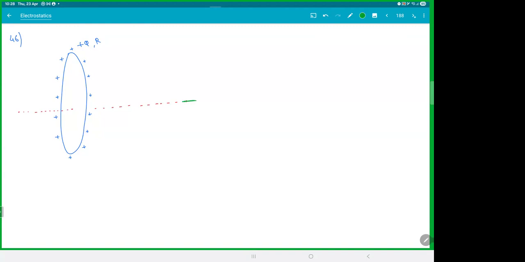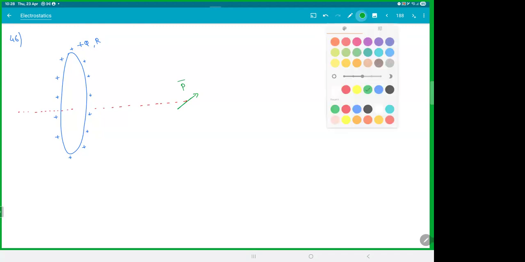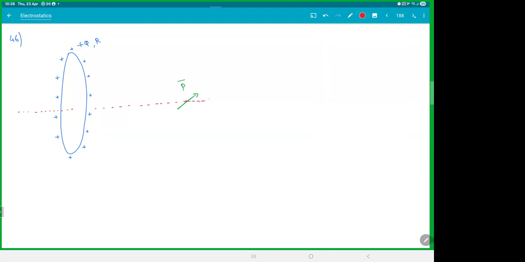Anyways, so we got a dipole here. Let's keep the dipole here. So we got a dipole P bar. Let's finish off with this. We are almost done.